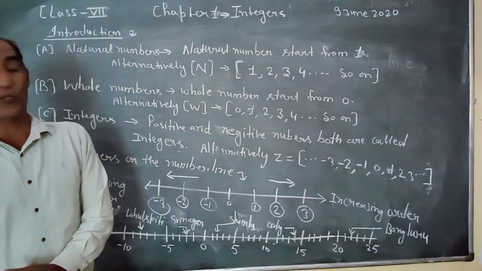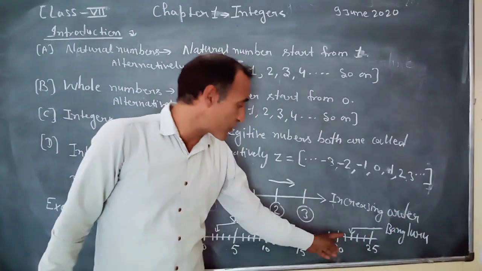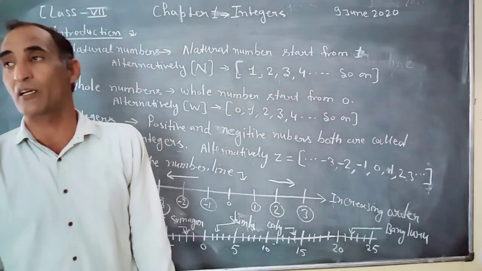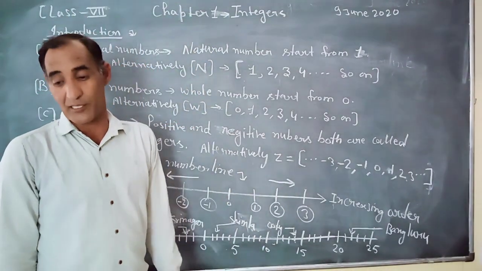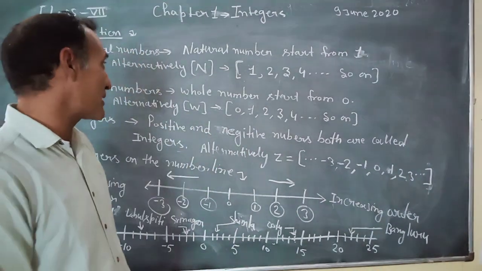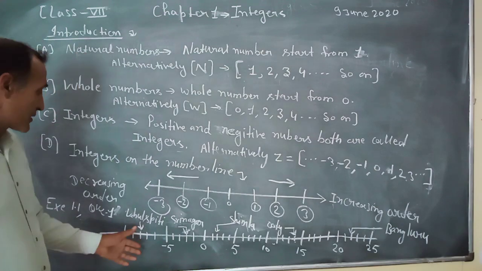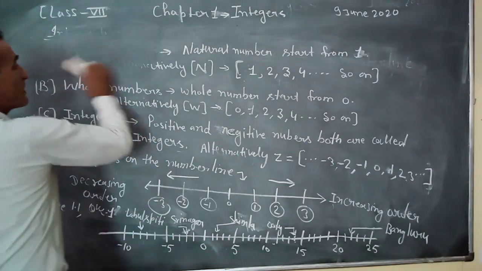What is the temperature of Bengaluru? 20, 21, 22. The arrow sign is on the 22. So Bengaluru place temperature is 22 degrees Celsius. So similarly you find the difference between the temperatures. What is the difference between the temperature of Simla and Lahaul Spiti?